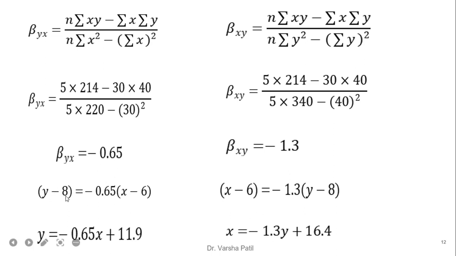This is y minus y bar is equal to slope into x minus x bar, and after solving the equation we get y is equal to, because here y is on the left hand side since it is the dependent variable and x is the independent variable, whereas in bxy x is dependent on y, therefore x is equal to minus 1.3y plus 16.4.